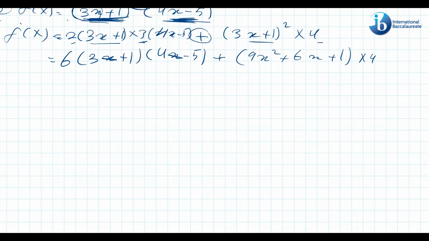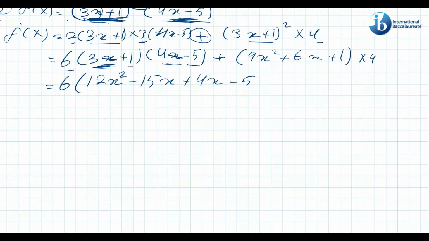Here we have 6 by 3x plus 1 by 4x minus 5. Then 3x by 4x becomes 12x squared. Then 3x by negative 5 becomes negative 15x, right? Yes. After that, 1 by 4x becomes 4x, and 1 by negative 5 becomes negative 5, plus 4 by 9 becomes 36x squared, and 4 by 6x becomes 24x, and then 4 by 1 becomes 4, right?